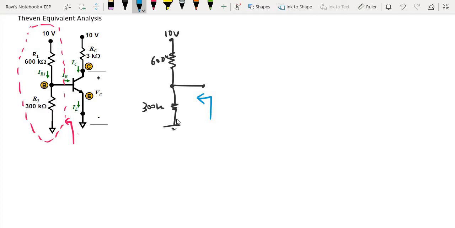In order to get the Thevenin resistance, what must I do? If you recall your approach for Thevenin conversion, to get the Thevenin resistance, the voltage source must be replaced with a short circuit. So that effectively means that RTH, looking from this direction, is basically 300k parallel with 600k, correct? And that will give me 200k. All right, so that is for the RTH portion.